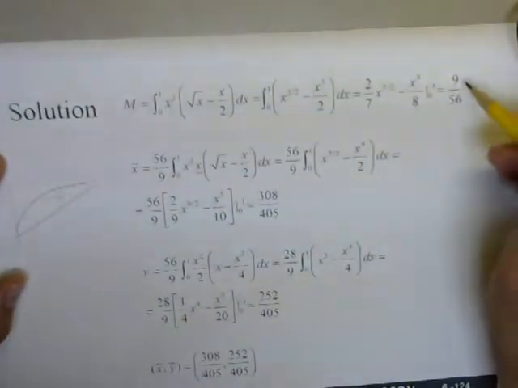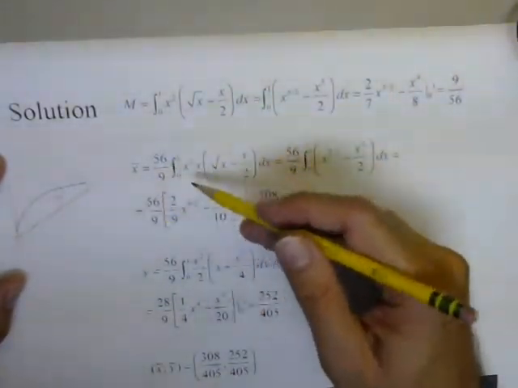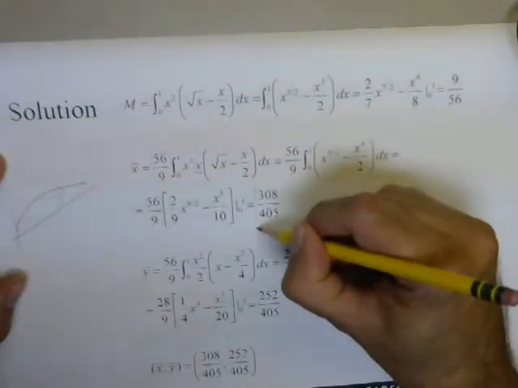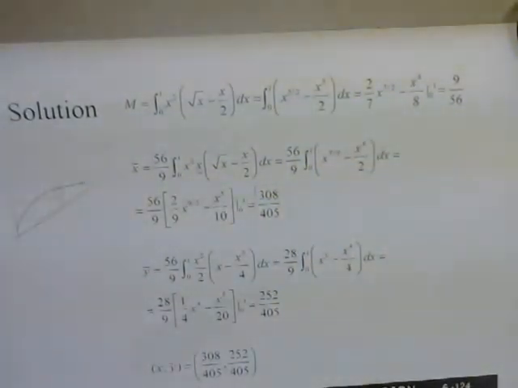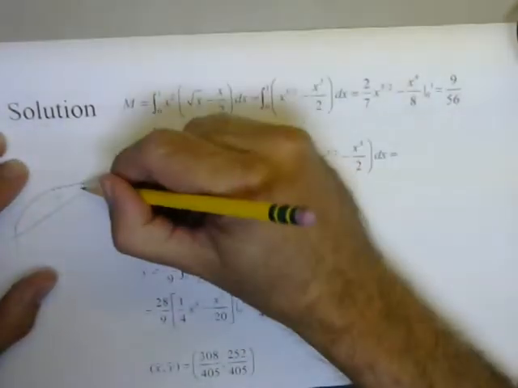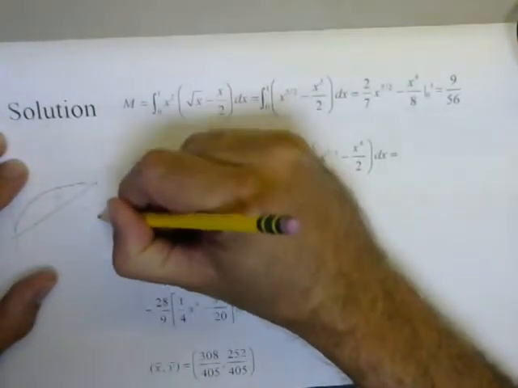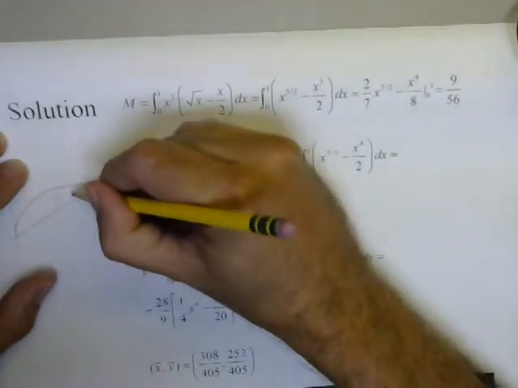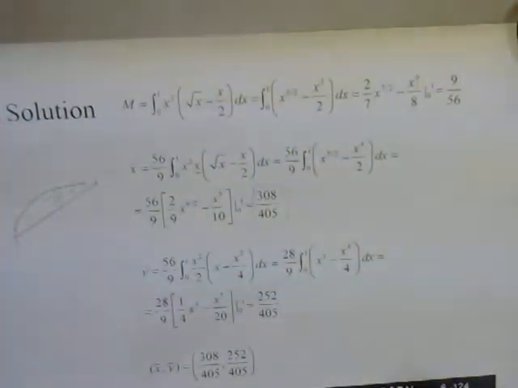Again, I'm dividing by 9 over 56, which is the same thing as multiplying by 56 over 9, and I get that for the center of mass in the x direction. If you think about it, that seems about right. It should certainly be less than 1. This distance is 1, so I'm saying that the center of mass is somewhere right around there, at least in the x direction.